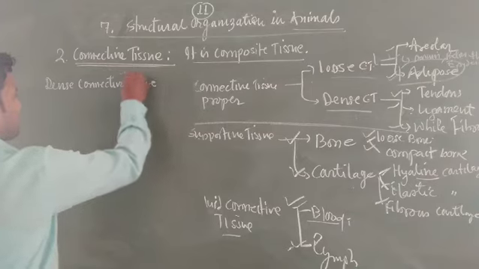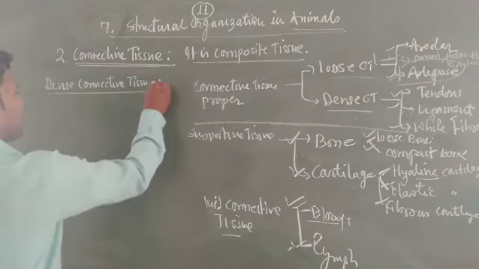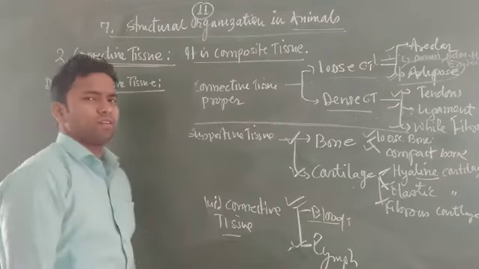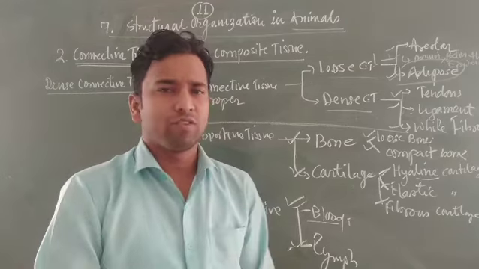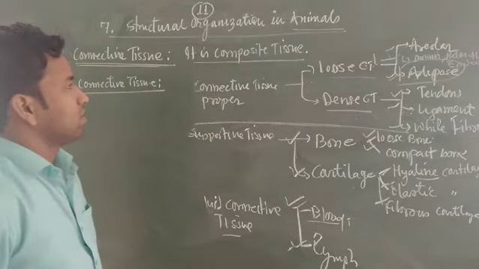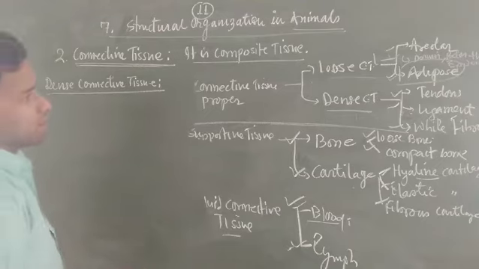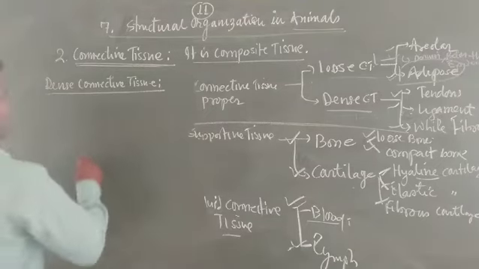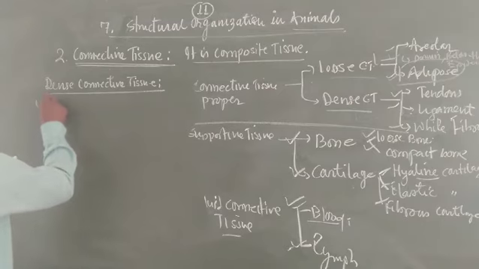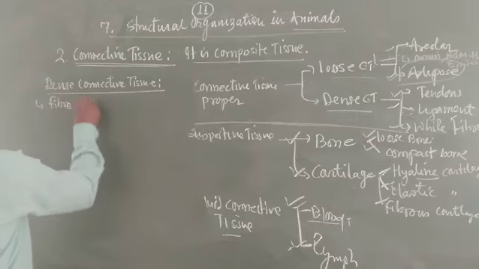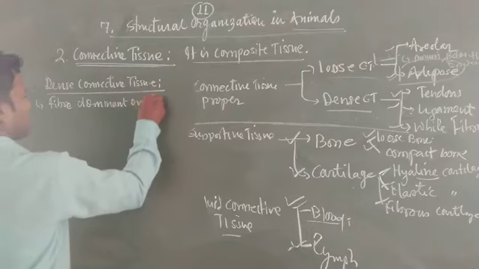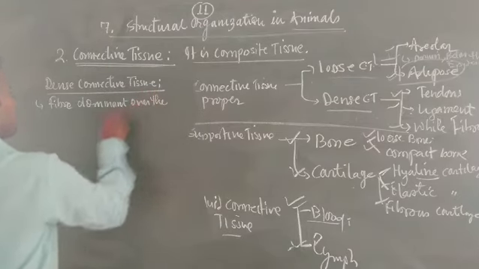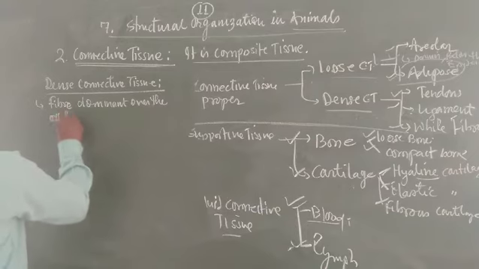In loose connective tissues, there is dominance of the fibroblast cell over the matrix, as well as collagen fiber. But in dense connective tissues, the collagen fibers are dominant over the cell. The fiber is dominant over the cell and matrix.